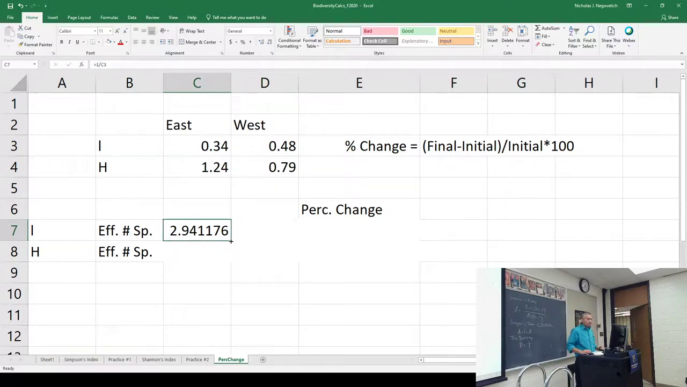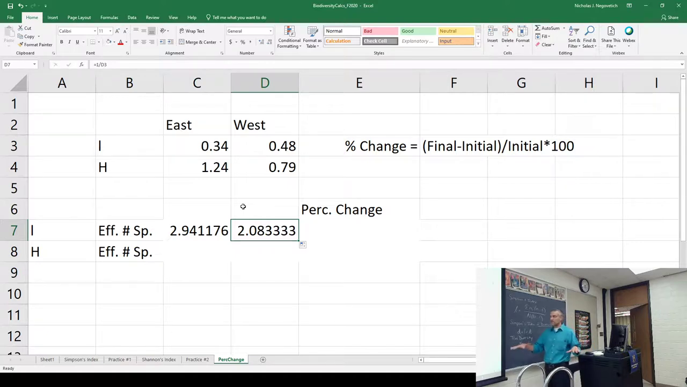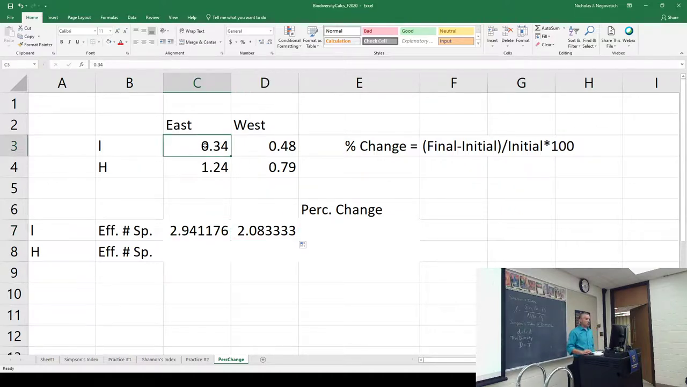That fill function works sideways too. So I can drag and fill to the right. So for this value, 0.48, if individuals are evenly distributed among species, we expect to see 2.08 species. Does that make sense? Yes, it does. We said east is more diverse.